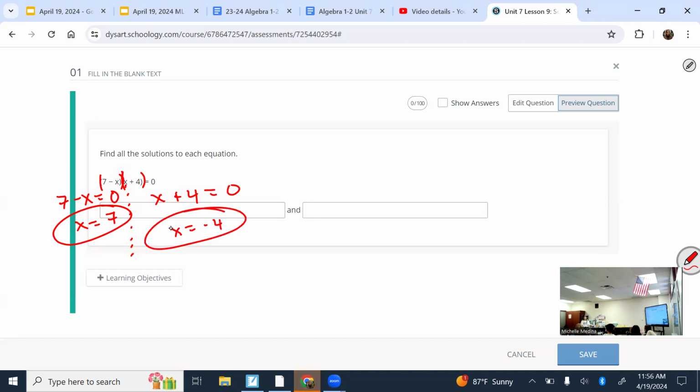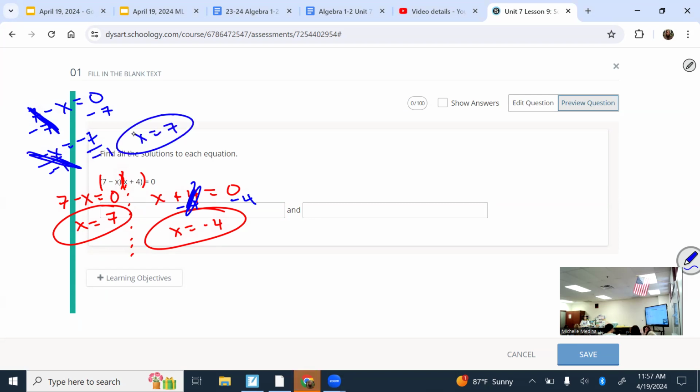If that's not clear to you, the guess and check, then do your inverse operation. Subtract 4 on each side, x equals -4. From here, subtract 7 on each side. Divide -1 on each side, x equals 7. Okay. So 7 and -4.